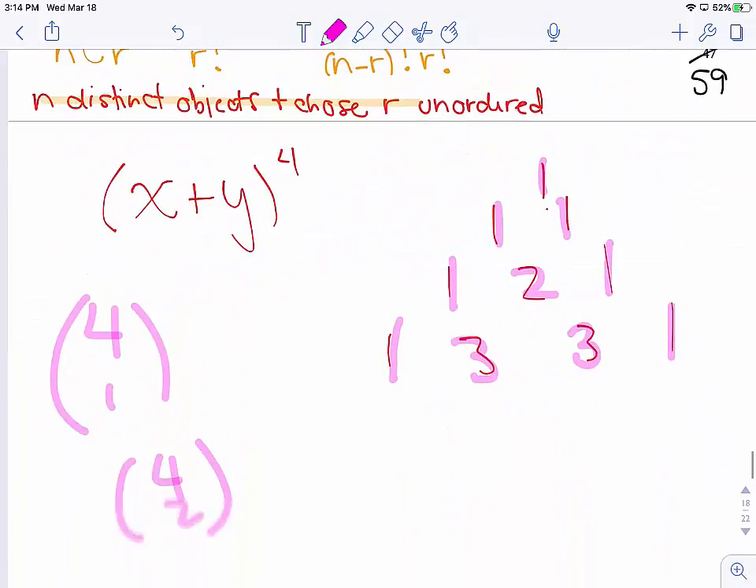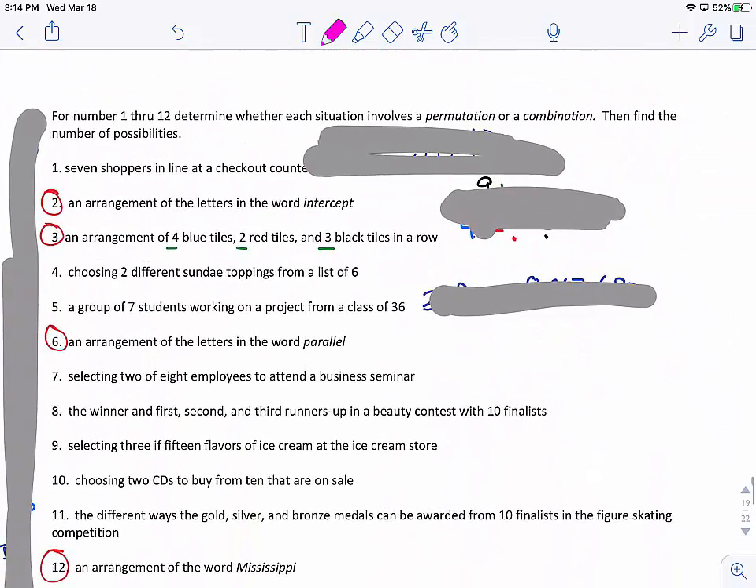This last little bit right here are some examples. So I'd like you to pause and look at these examples and see if you can order them or decide, is this one a permutation or a combination? And you will notice that 2, 3, 6, and 12 are a little different. See if you can figure it out.